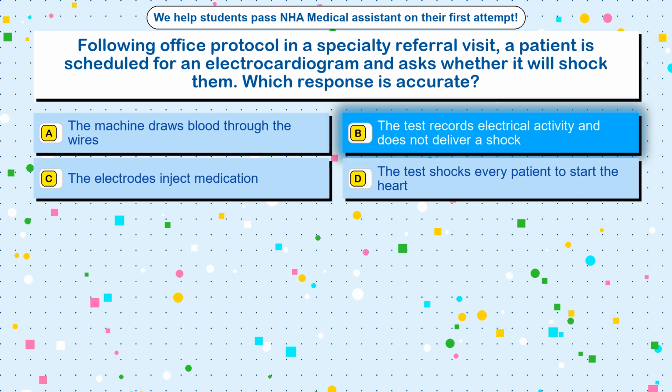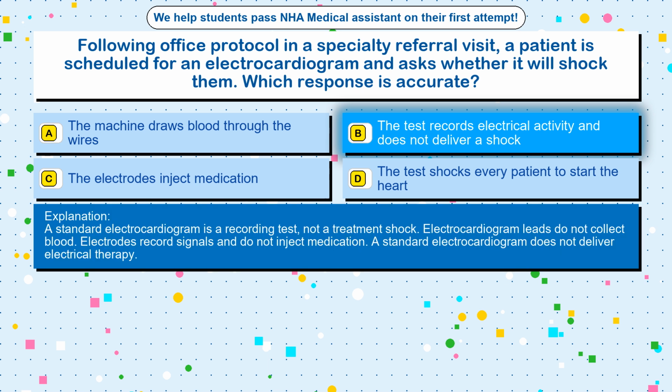The correct answer is option B. The test records electrical activity and does not deliver a shock. A standard electrocardiogram is a recording test, not a treatment shock. Electrocardiogram leads do not collect blood. Electrodes record signals and do not inject medication. A standard electrocardiogram does not deliver electrical therapy.